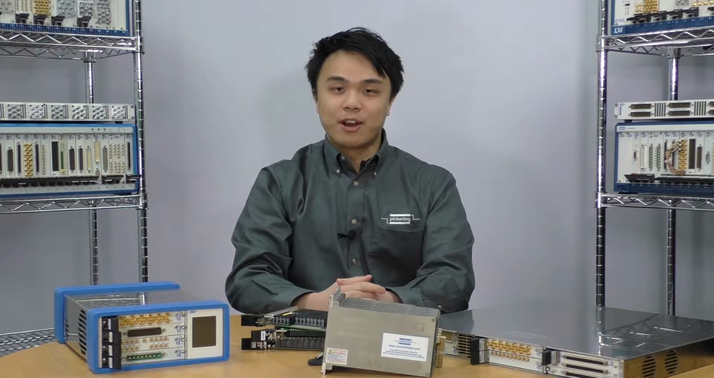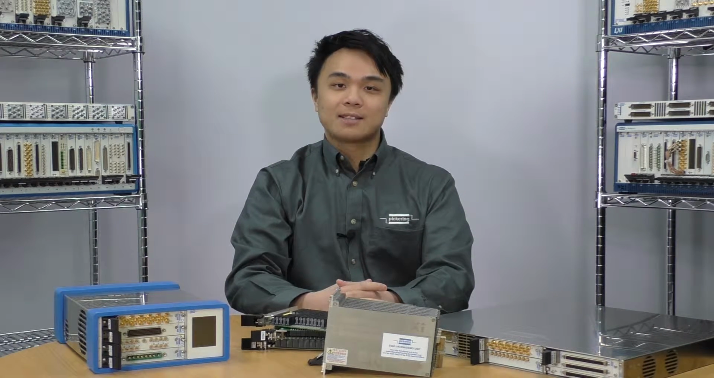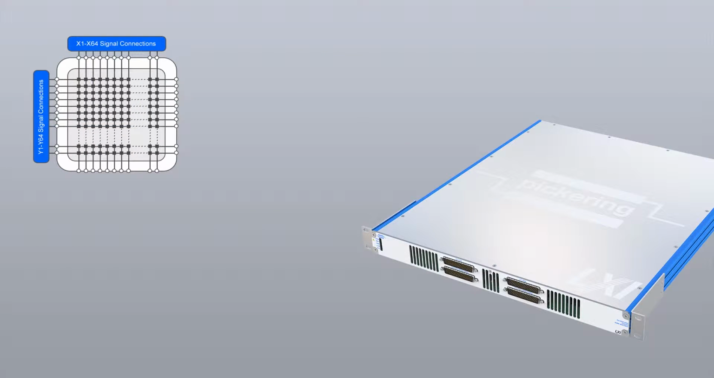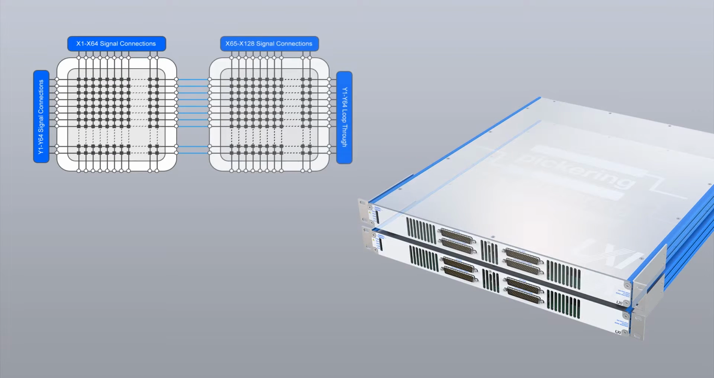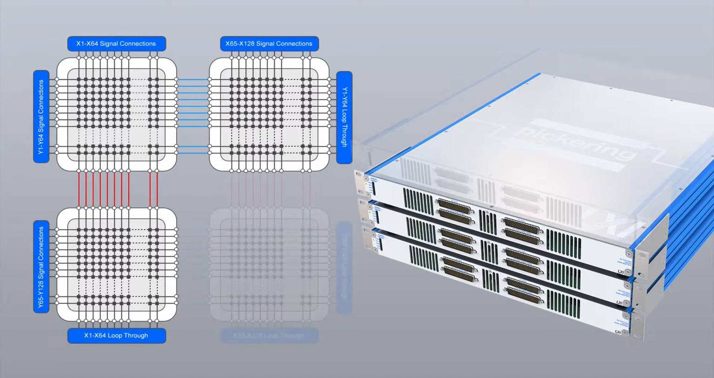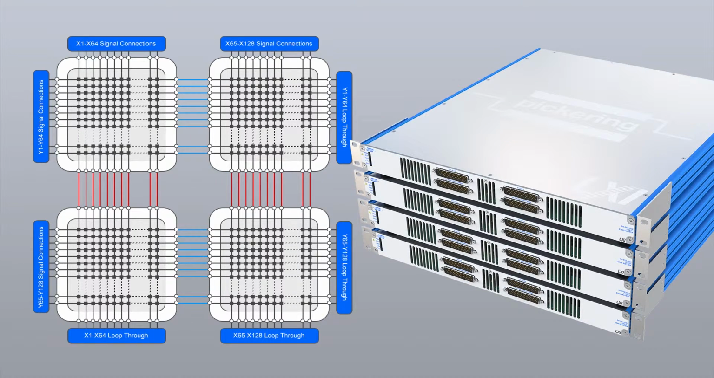Another advantage of the brick is that it is programmed as a single large matrix, greatly simplifying the software management task. In some cases, both matrix rows and columns need to be expanded. For example, a 128 by 128 matrix can be configured using 4 of our LXI 64 by 64 modules, as shown.